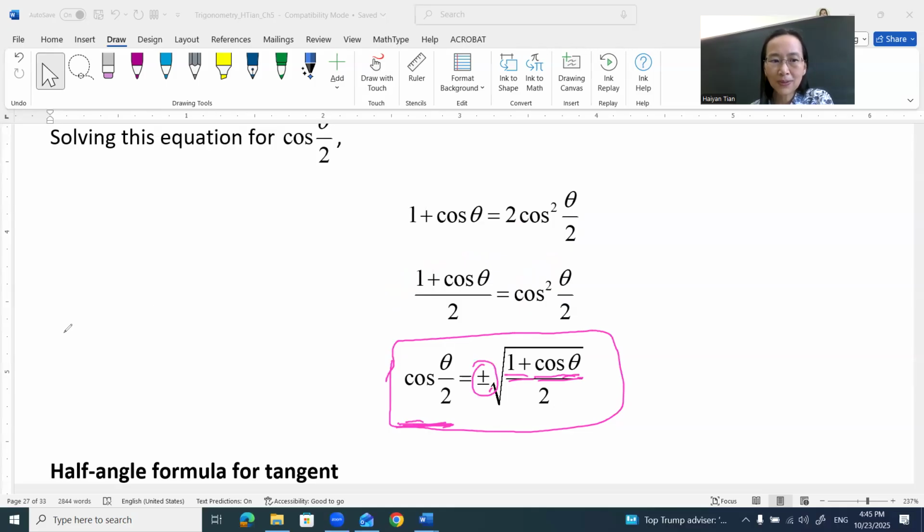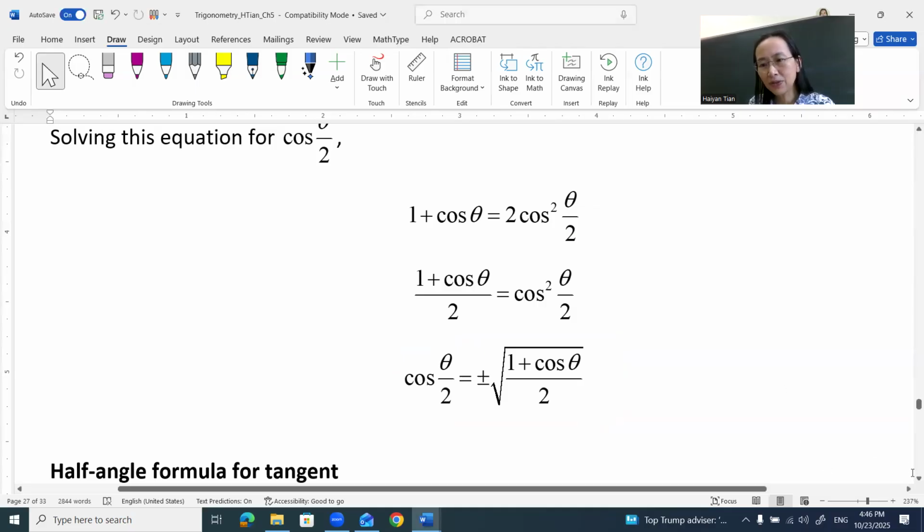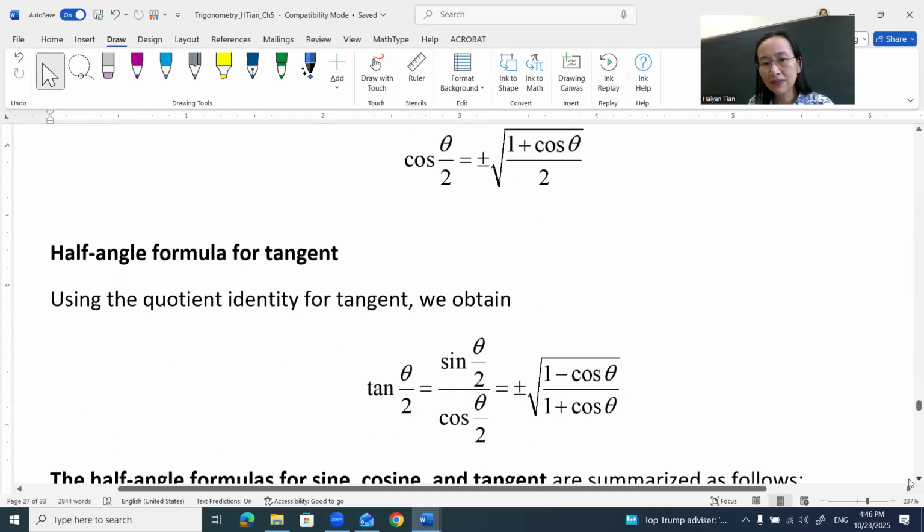But whether it is the positive or negative square root depends on the position of half of theta. Okay, so here's a second formula. So far we have derived sine of half of theta, that's the half angle formula, and now cosine of half of theta. And if we know sine and cosine, we just do a division and we can get tangent of half of theta.